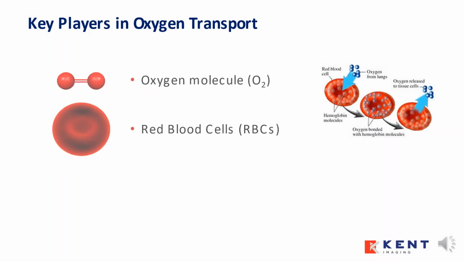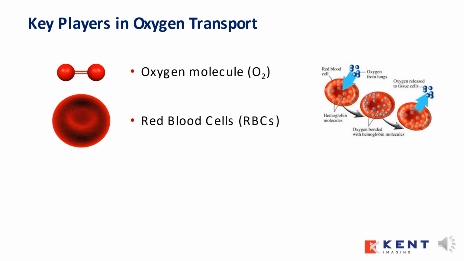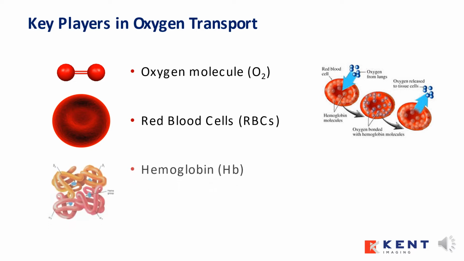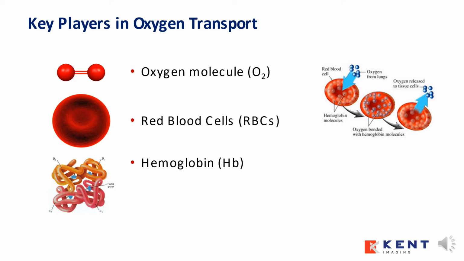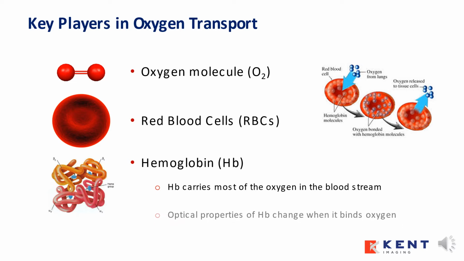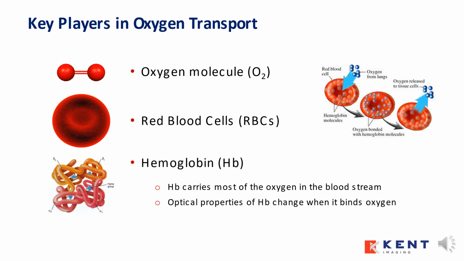Oxygen is transported from the oxygen-rich environment of our lungs to the periphery by red blood cells. These red blood cells contain millions of hemoglobin molecules that reversibly bind to the oxygen that diffuses into them. The optical properties of hemoglobin change when hemoglobin binds to the oxygen. Therefore, we can use light to determine whether oxygen is bound or unbound from the hemoglobin.